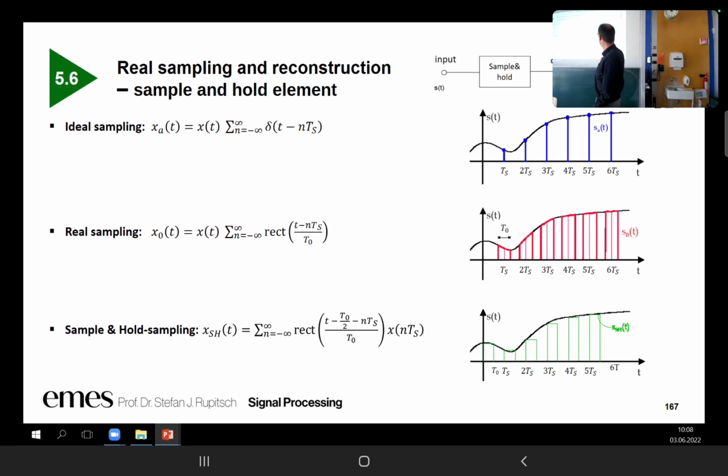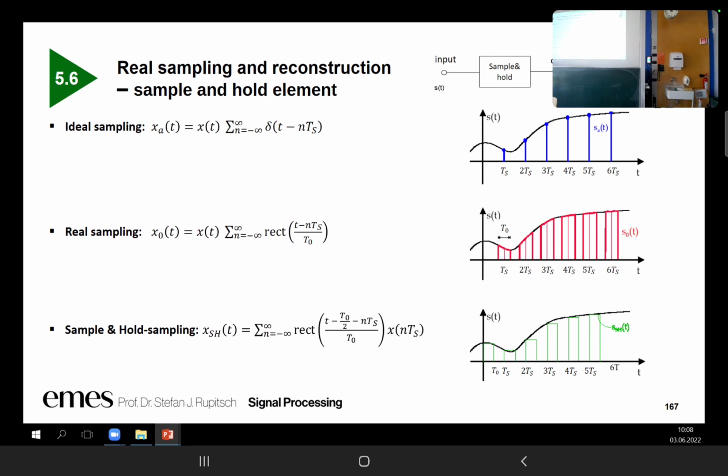The ideal sampling procedure is based on this Dirac comb, these Dirac pulses. However, in the real world, such Dirac pulses are not possible. And therefore, we have a certain integration over a time interval. This time interval can be t0, as it is shown here. We integrate our analog signal over a certain time interval. But it's impossible to pick out one value because we always have an integration over a certain time period. And this is here t0. That's the real sampling procedure.